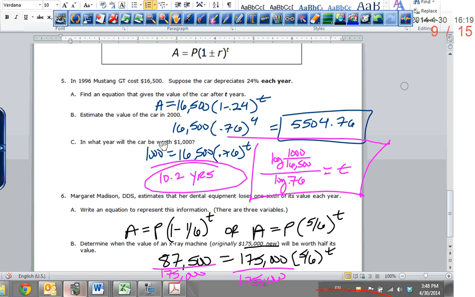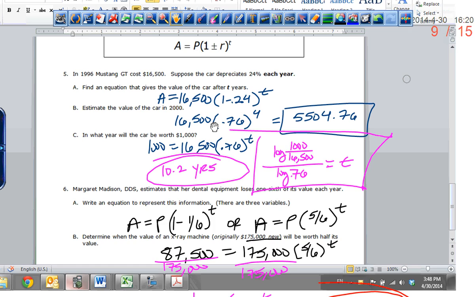Working backwards, it's not an e, so we're not doing natural log, we're doing normal log. So I put this in a box because that's really what our answer is. When you put all that in the calculator, if you do it correctly, closing parentheses, division, all that stuff, you get 10.2. All right, and then number 6, write an equation.